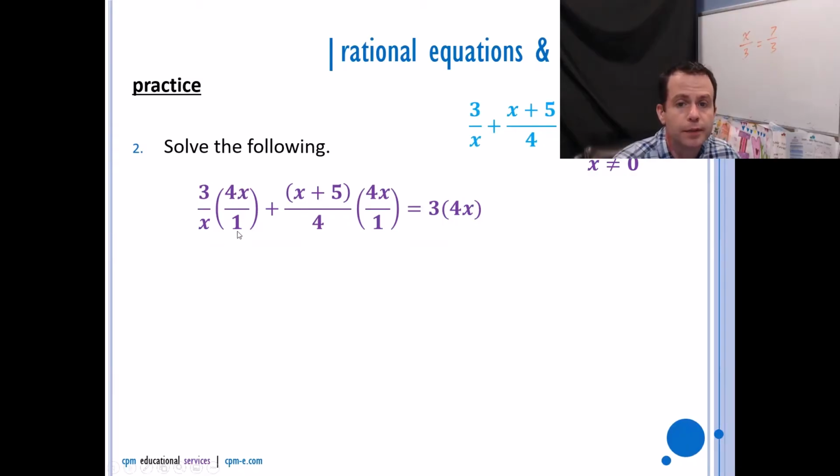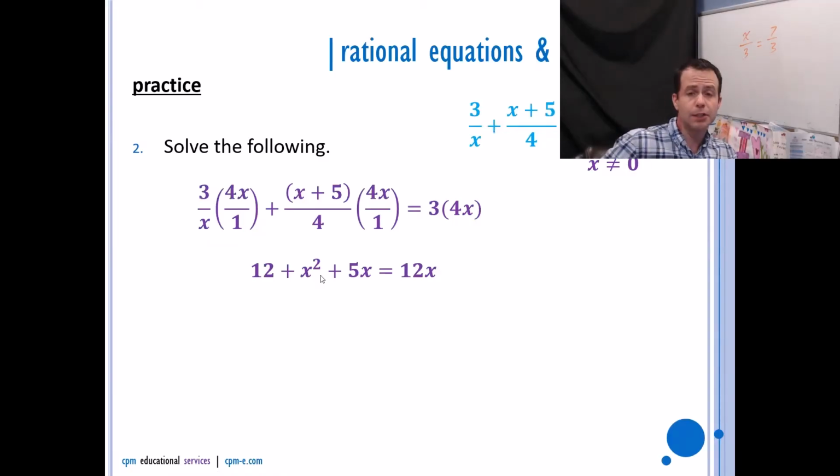So this is going to give me 12. The 4 is gone, but then the x gets distributed. So that'd be x squared plus 5x, and then 12x on the right side. Okay, so now I'm ready to start solving what's left. It looks much less intimidating because there's no fraction there. But there is a square term and a non-square term, which means I have a quadratic, and I need to look at factoring this. In order to factor, everything has to be on one side of the equal sign. So I'm going to subtract 12x from both sides.